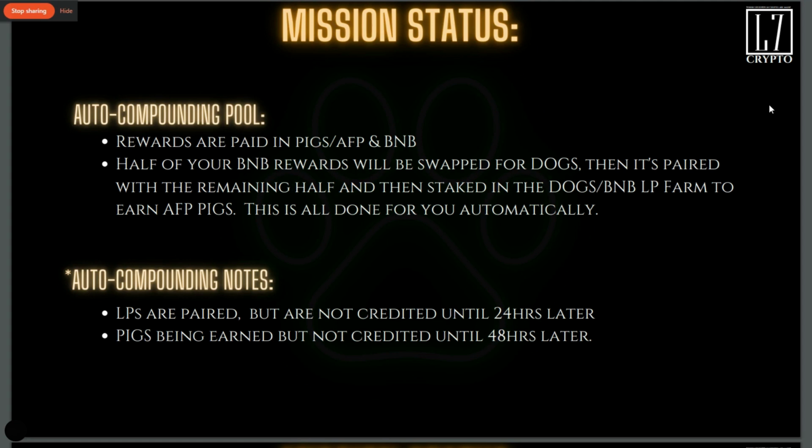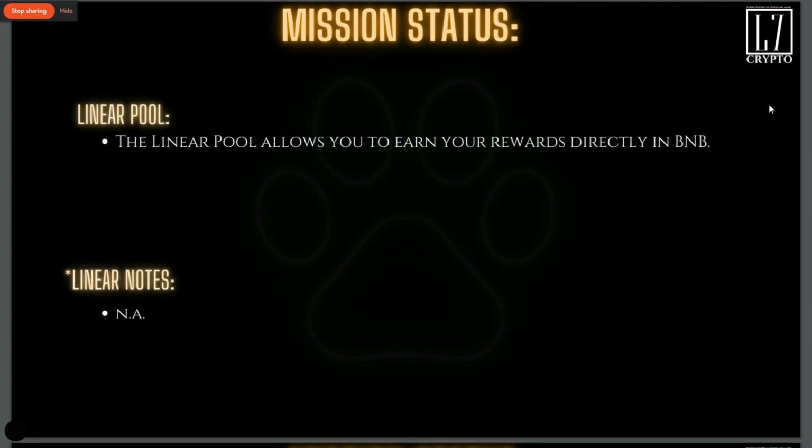Please heed the word. The linear pool just allows you to earn your rewards directly in BNB. It does not do the auto compounding for you. No notes to note.